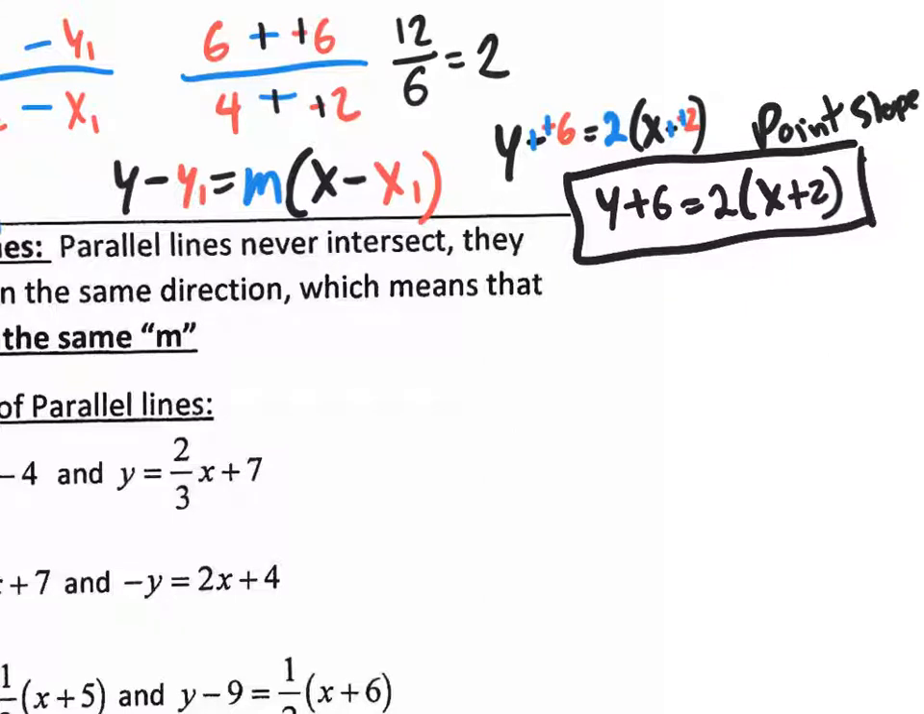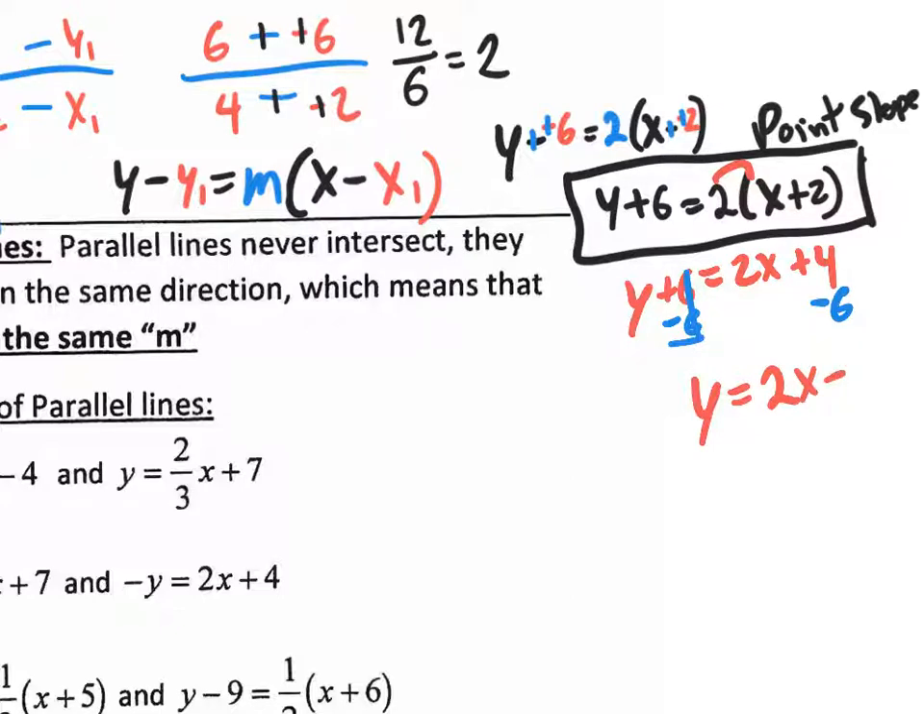Now, if the instructions said write it in slope-intercept, then you could just manipulate it, change the way it looks. y equals mx plus b does not have parentheses, so if you don't want these parentheses, what do you do? Distribute. So let's distribute: 2 times x, that's 2x, 2 times 2, that's 4. Bring down the equal sign, the y, the plus 6. The only other thing to get y by itself, to make it look like y equals mx plus b, would be to subtract 6. Subtract 6. So your final slope-intercept form equation is y equals 2x minus 2.